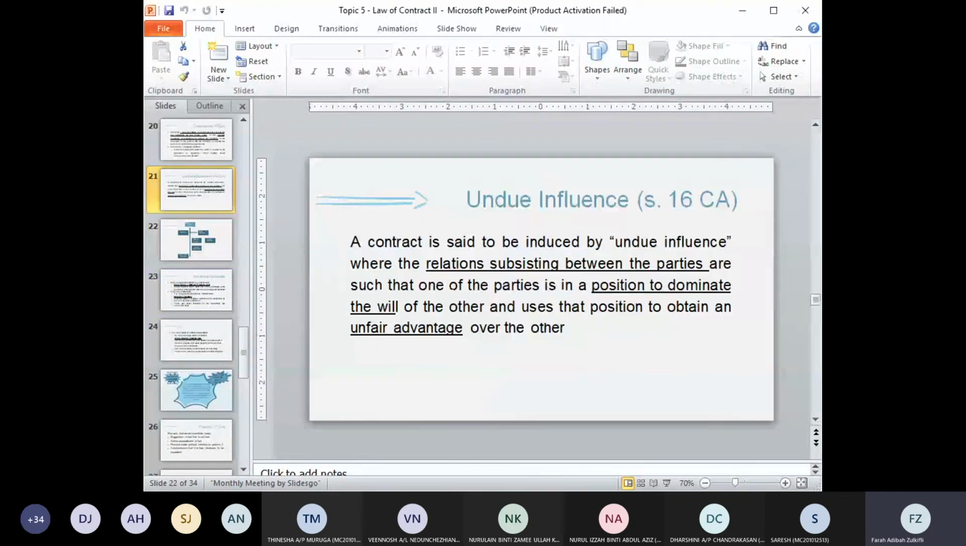So to say that you had entered the contract under undue influence, first there must be a relationship between the parties, and this relationship must allow one of the parties to be in a position to dominate the will of the other. So one of the parties must be more powerful than the other, and the more powerful party has used this position to obtain an unfair advantage over the other, to get something which is too big, something which is too beneficial to him from the other. So that is when we say that a contract is entered into under undue influence.